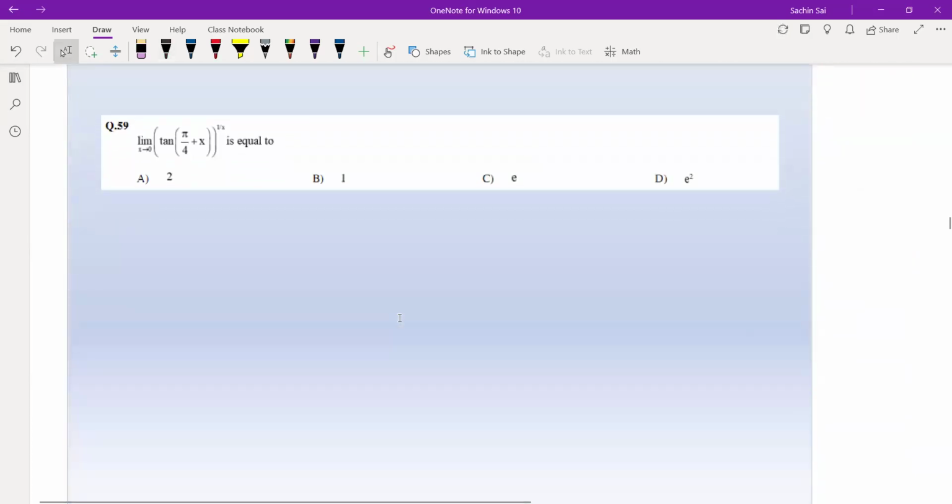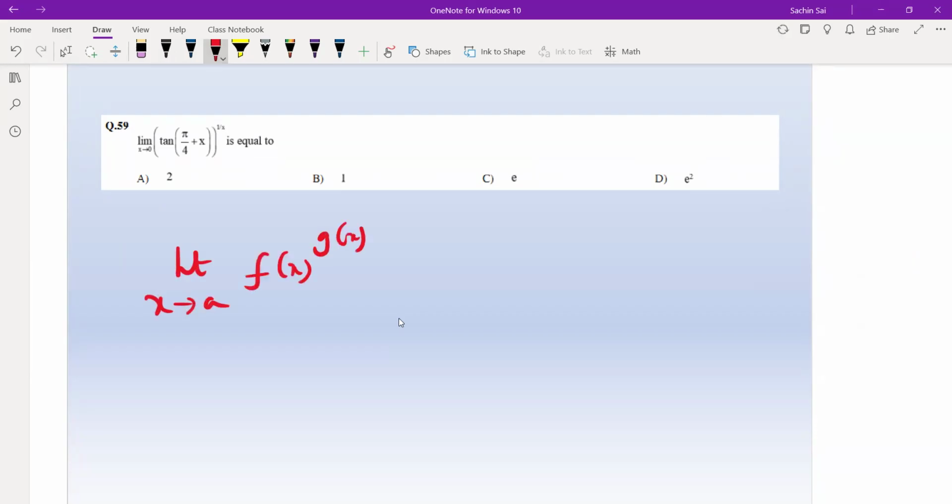Question 59, you have a limit x tends to 0, tan of pi by 4 plus x whole power 1 by x, right? So what do you observe here? You have limit x tends to a, f of x power g of x, and this is of the form 1 power infinity, right? So when x tends to a, f of x tends to 1, and g of x is not finite, right? So 1 by x is not finite as x tends to 0.